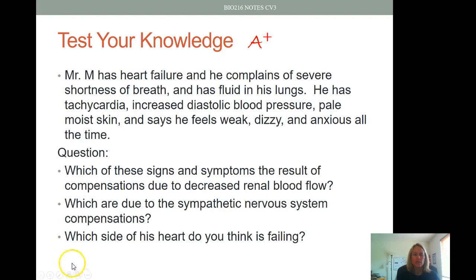Okay, then I'd also encourage you to go ahead and read through the test your knowledge question and try and decide which of his signs and symptoms result from compensations due to decreased renal blood flow. Okay, so remember activation of the renin-angiotensin-aldosterone system, which are due to the sympathetic nervous system compensation. So this is activation of the baroreceptor reflex. And think about which side of the heart is failing based on where the fluid is. Yes, fluid in his lungs.